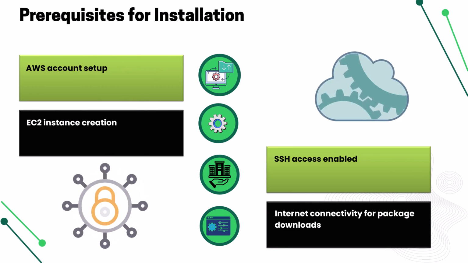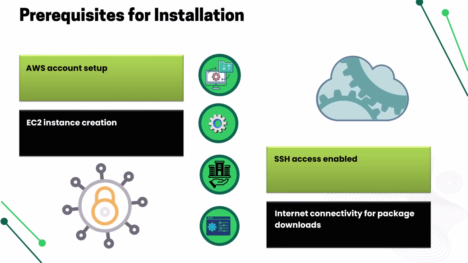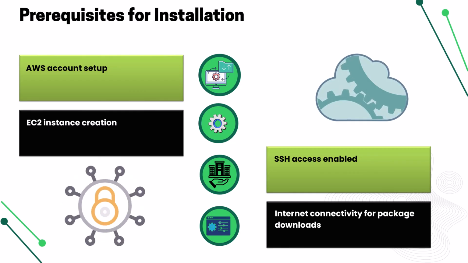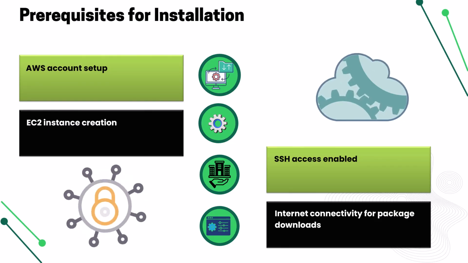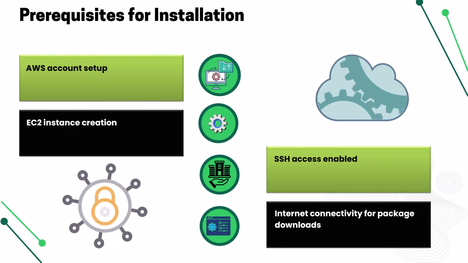Before we start, let's get our checklist ready. You need an AWS account, pretty obvious, right? Then you set up an EC2 instance, ensure SSH access, and make sure the internet is working, because downloading packages without it is like trying to cook without ingredients. Once these are sorted, we're good to go.